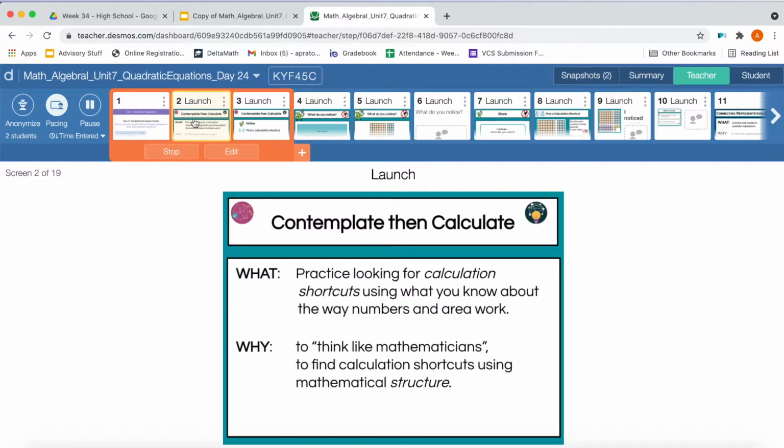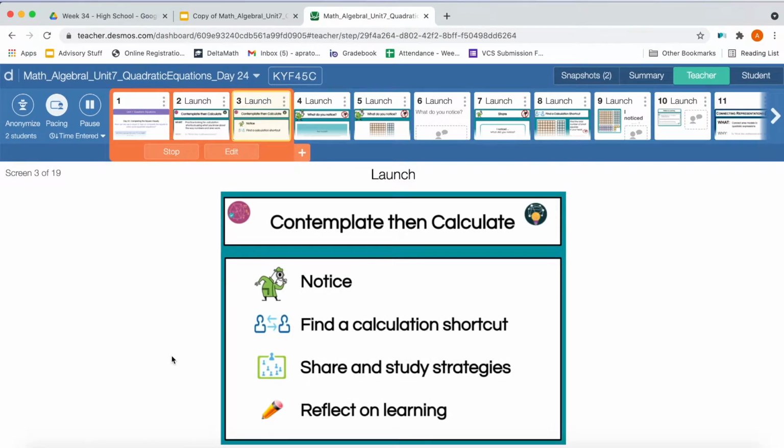So the way this routine works is first you contemplate and you think, and then you calculate and use mathematical reasoning. So can I have somebody read the what? Practice looking for calculation shortcuts using what you know about the way numbers and area work. Great. And then can I have somebody read us the why? To think like mathematicians, to find calculation shortcuts using mathematical structures. So here's where I'm teaching students the routine itself. In contemplate then calculate, we're going to notice, then we're going to find a shortcut, then we're going to share and study strategies, and then we're going to reflect on learning.